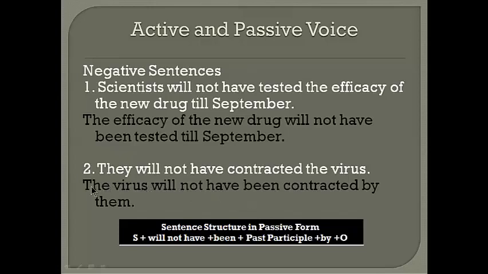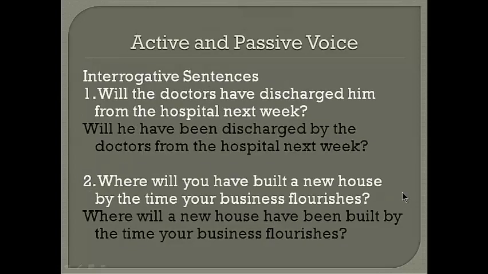As I told you, any object that takes the subject place, we should have the same "will not have," and you have to add "been" in the sentences with the third form, which is already there. So it's very easy to convert sentences from future perfect tense into passive form. Look at interrogative sentences. Will the doctors have discharged him from the hospital next week? So, will he have been discharged by the doctors from the hospital next week?